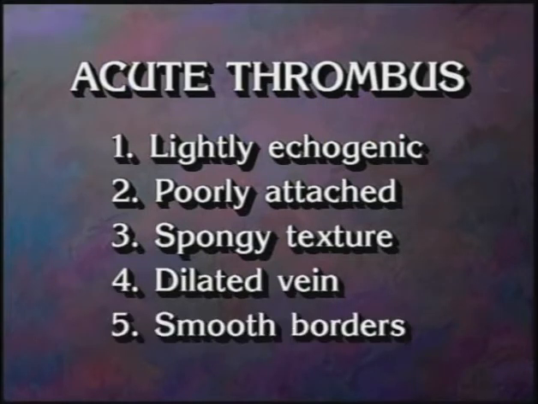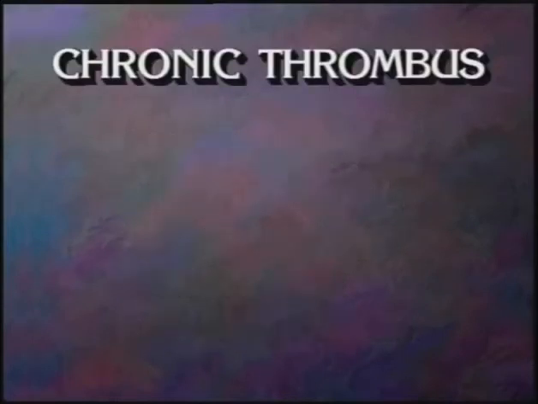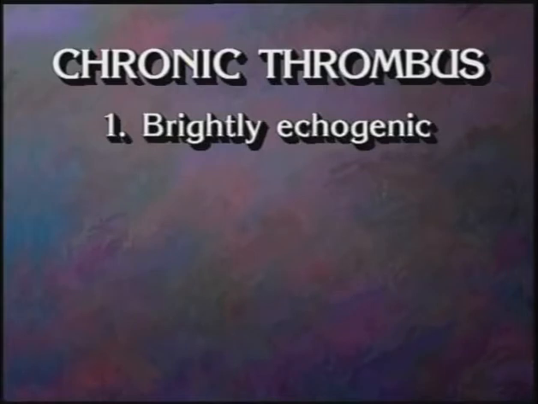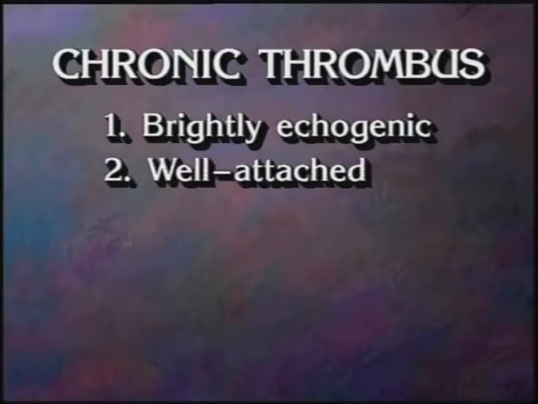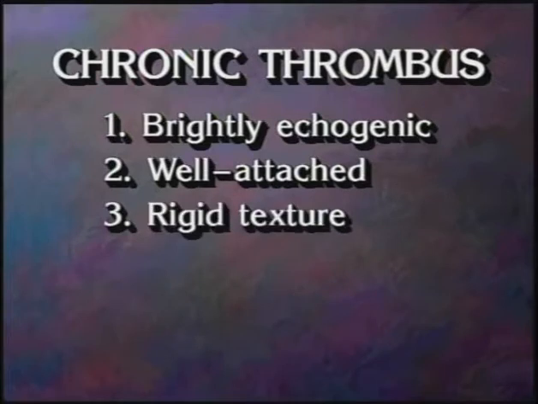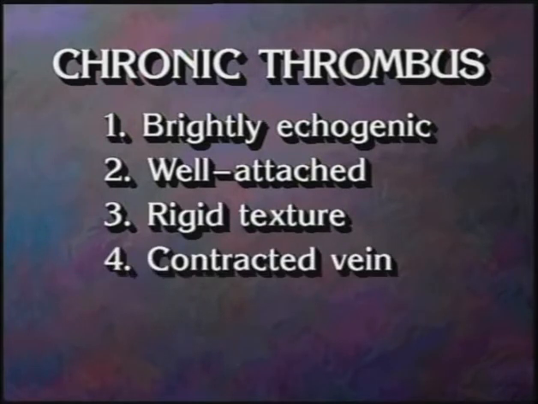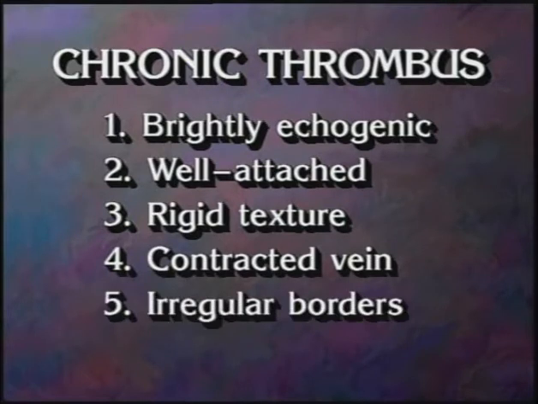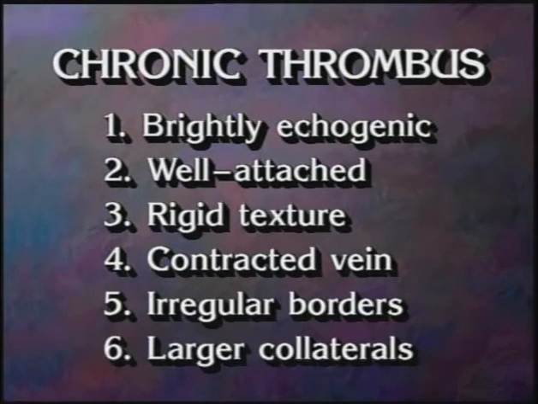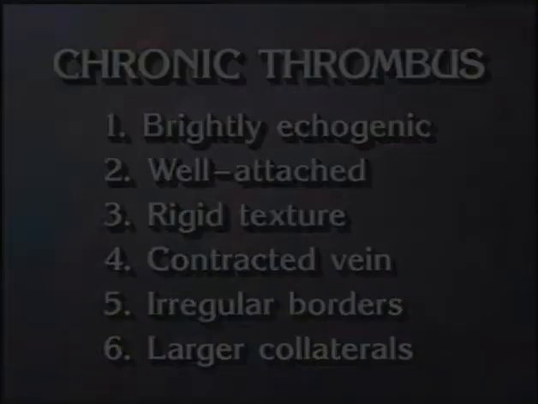And 5. Smooth borders. The characteristics of chronic thrombosis are: 1. Brightly echogenic thrombus. 2. Well-attached thrombus. 3. Rigid textured thrombus. 4. Contracted vein when completely obstructed. 5. Irregular borders. And 6. Larger collateral veins. Each of these characteristics will be discussed individually.